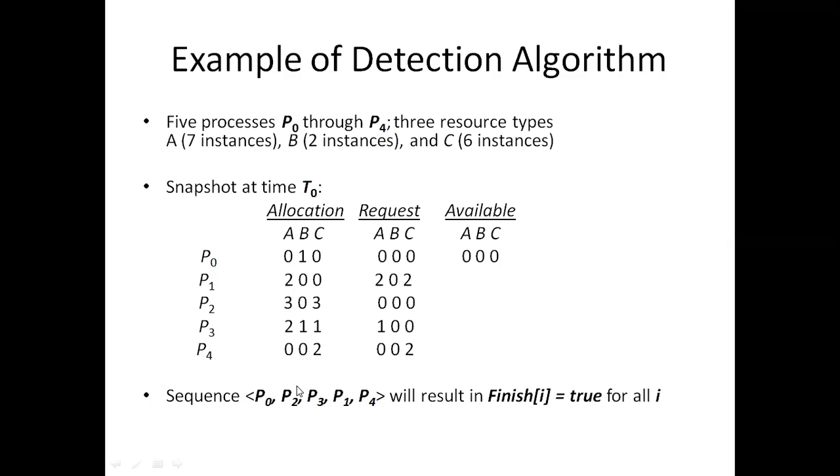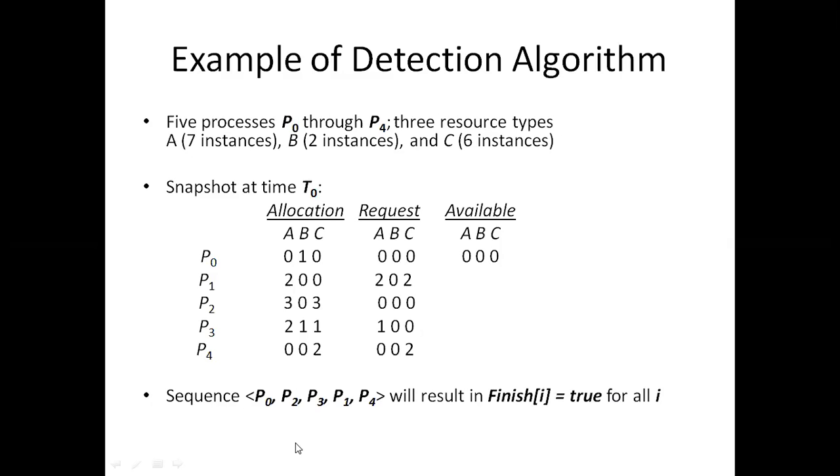If we are able to complete the process in this particular sequence, then for all these processes, Finish[i] equals true: Finish[0], Finish[1], Finish[2], Finish[3], Finish[4]. For every process, Finish[i] needs to be true for all i. Then the system is not in the deadlock state.